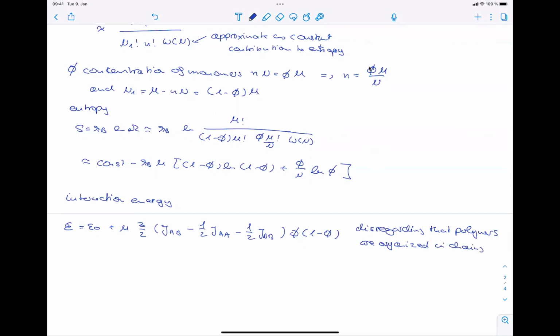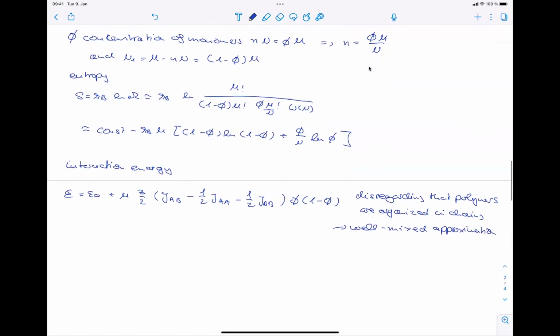And this is the so-called well-mixed approximation. And then we can take those two terms together to find the free energy, which is a constant, and then M Z minus I T M.